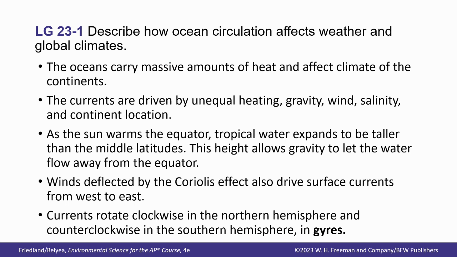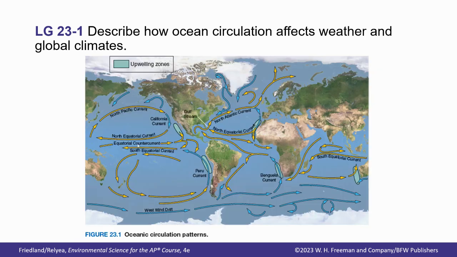So a gyre is a large-scale pattern of water circulation that moves clockwise in the northern hemisphere and counterclockwise in the southern hemisphere. So this would be a gyre in the northern hemisphere, and in the southern hemisphere, it would go this way. It's pretty interesting if you talk to somebody who's from the southern hemisphere, the drain in their bathtub or their sinks goes the opposite direction of ours, so counterclockwise, whereas here in North America, ours goes clockwise. So it's pretty interesting.